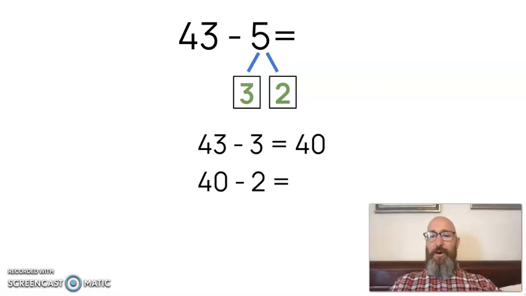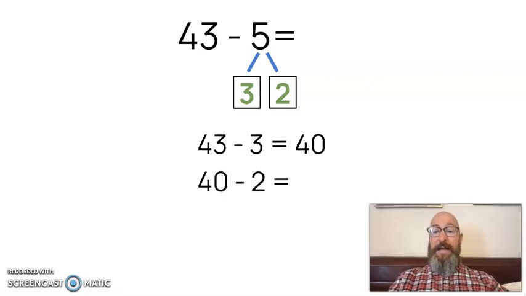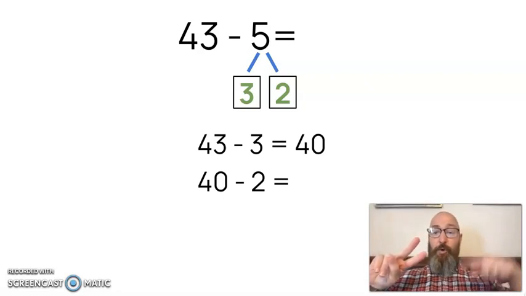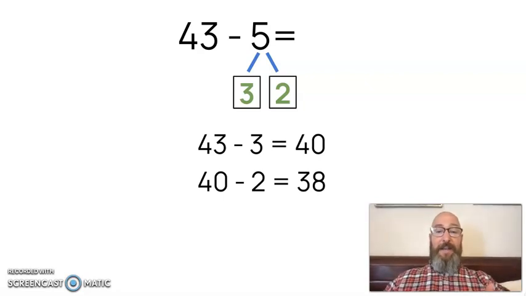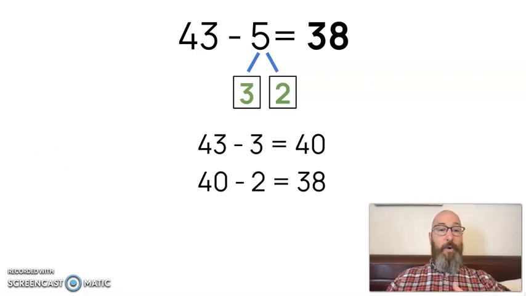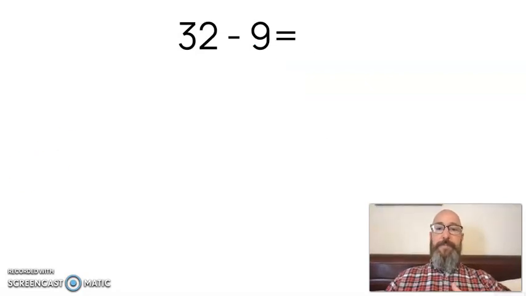Now that's a really small number. If you aren't sure what the answer to that is in your head, take up 2 fingers, count backwards. We start with 40, we go 39, 38. And 38 is the answer. We've taken away 3, we've taken away 2, and we're left with 38, and that is the answer. It's that simple. Let's try a couple more, and then we'll be done.